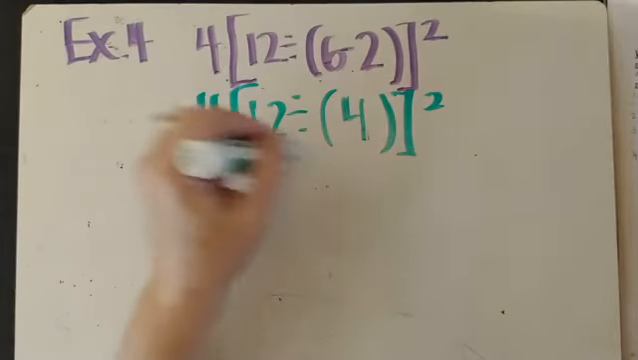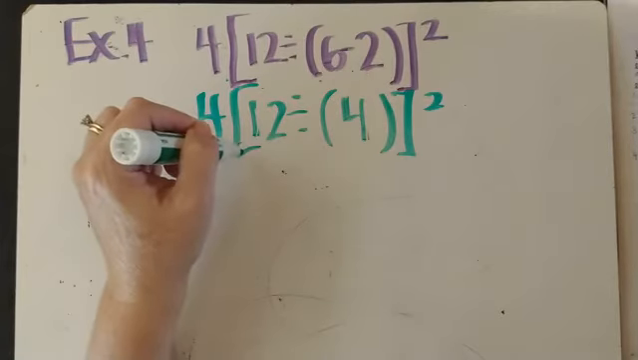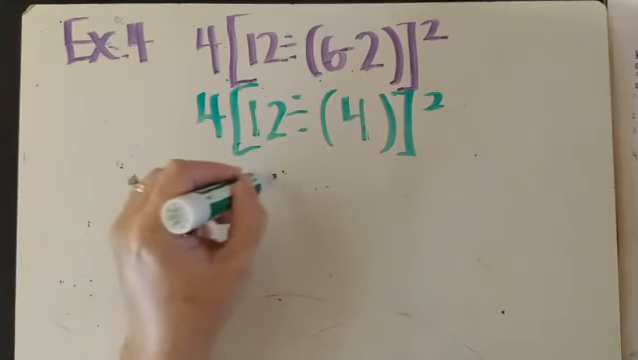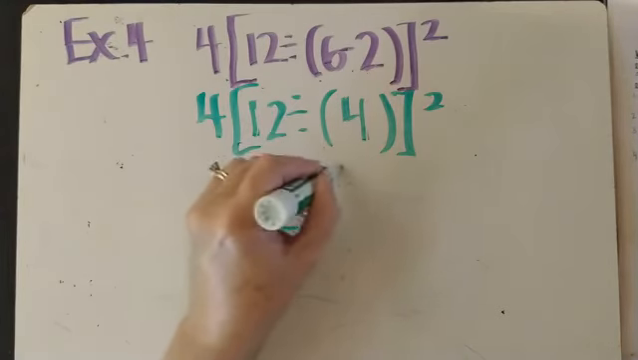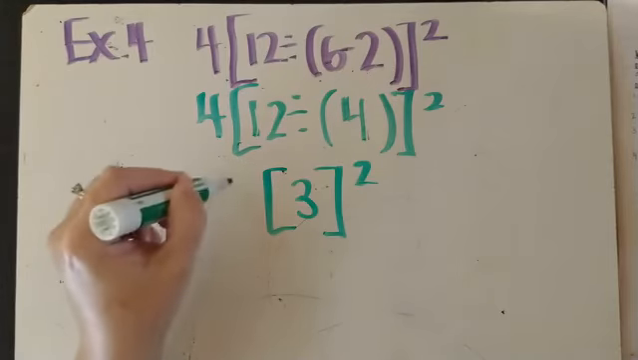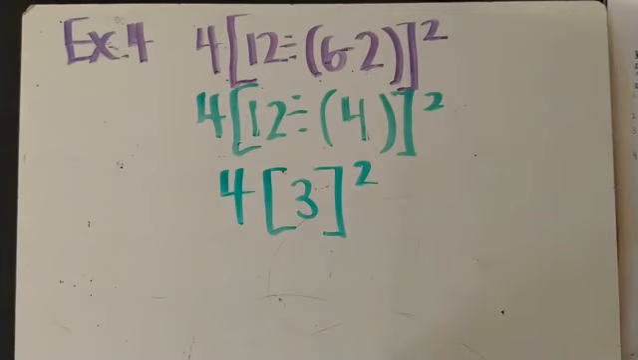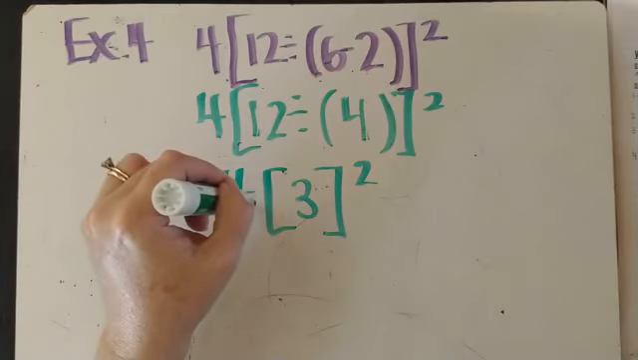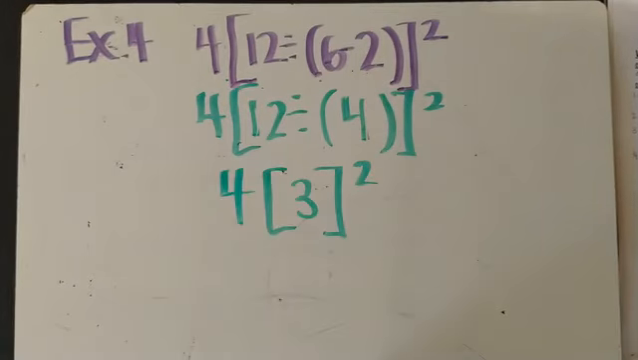We still have grouping symbols here. Inside the brackets, we have 12 divided by 4, which would be 3. Bring down everything else. All of our grouping symbols are taken care of now. We have multiplication and we have exponents.